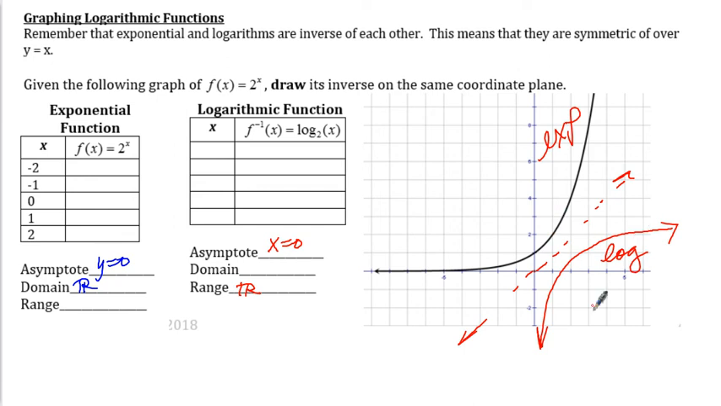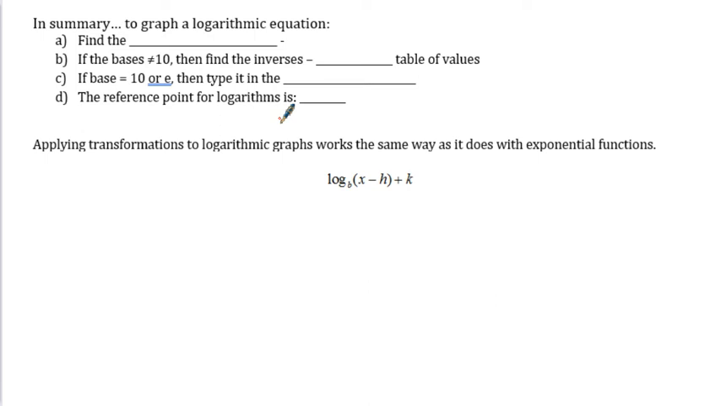So we are now going to focus on functions that look like this. Again, they have vertical asymptotes, not horizontal asymptotes. They have limited domains, but not limited ranges. So we are always going to take a look at logarithmic functions, looking at asymptotes. So find the asymptote.